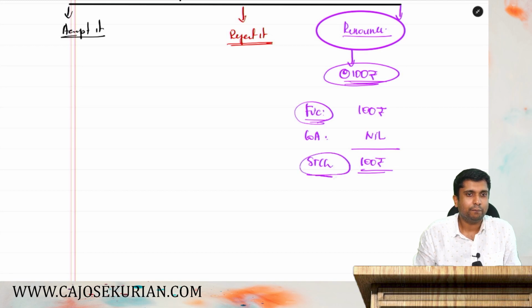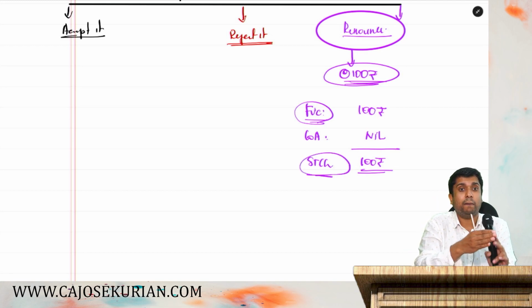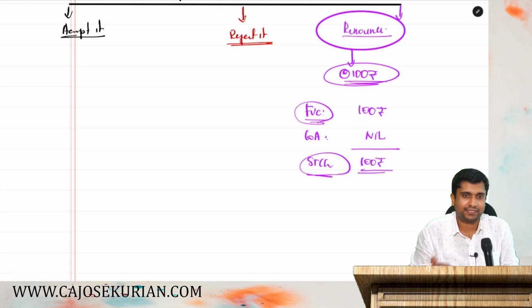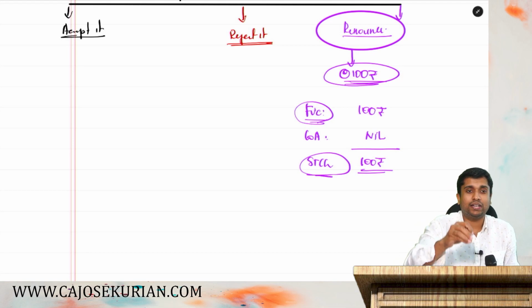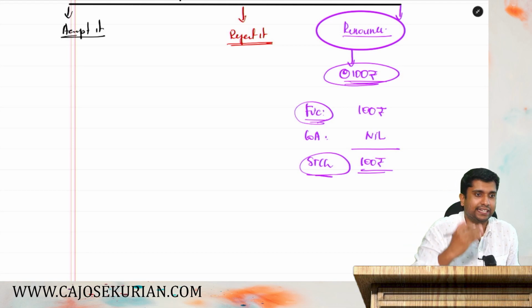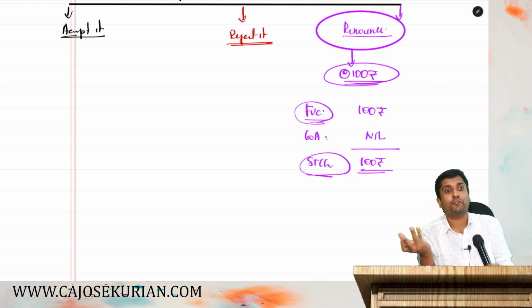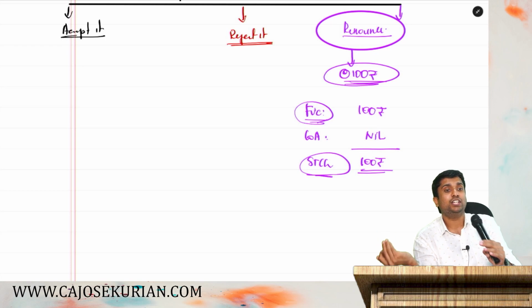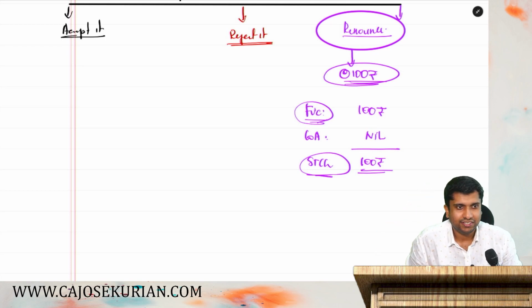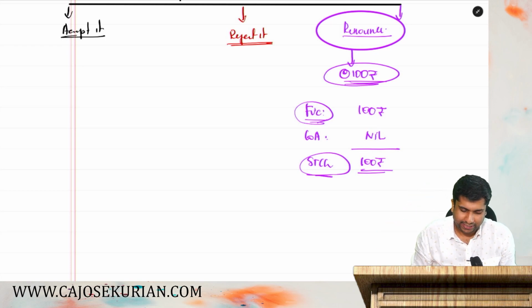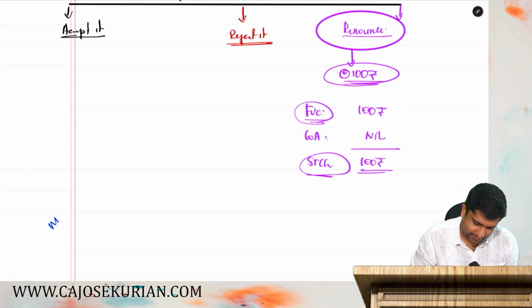Why? Because according to the Companies Act, the maximum period of right entitlement will be 90 days. You cannot hold a right entitlement for more than 90 days. After 90 days, automatically it will expire. So the gains that I am earning from a transfer of right entitlement will always be short-term capital gains. Are you with me?